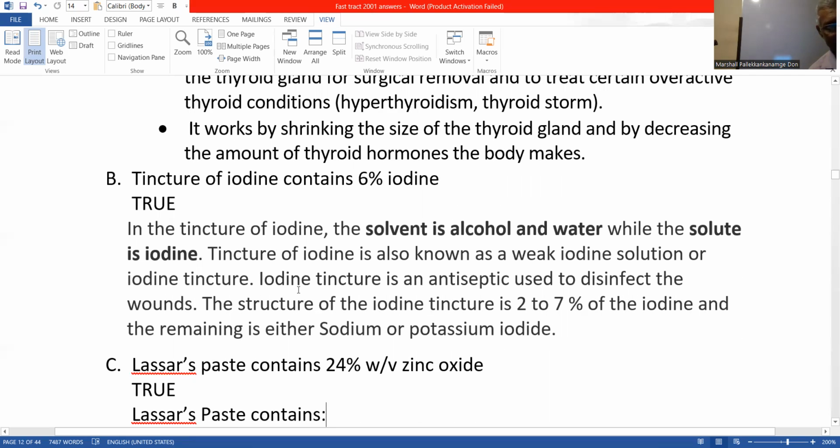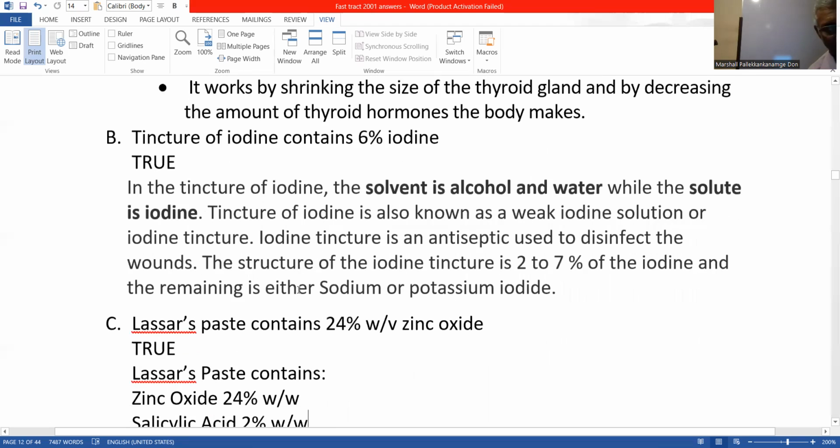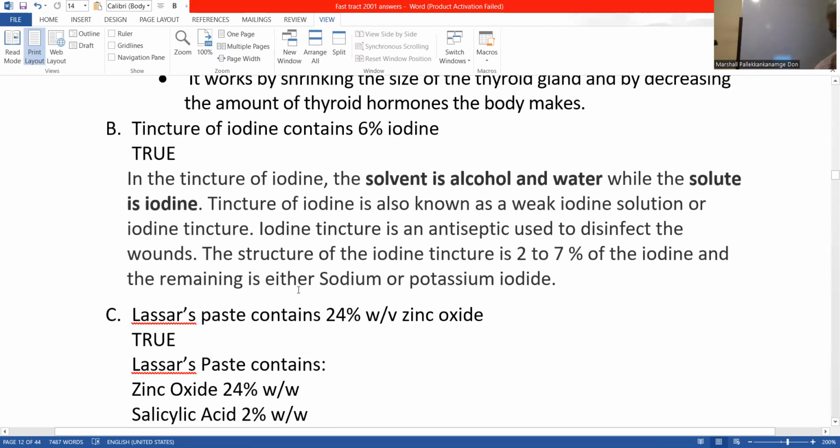Tincture of iodine contains 6% iodine. True. Tincture always contains alcohol. That is the difference. Iodine is dissolved in water, potassium iodide, and alcohol.